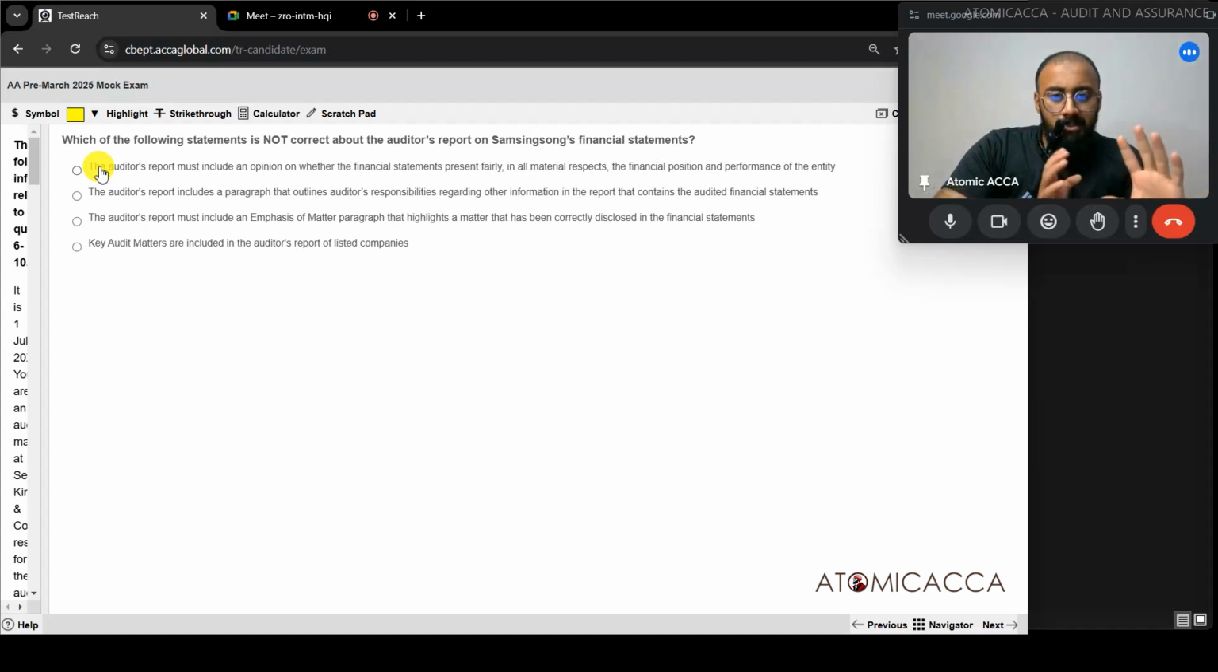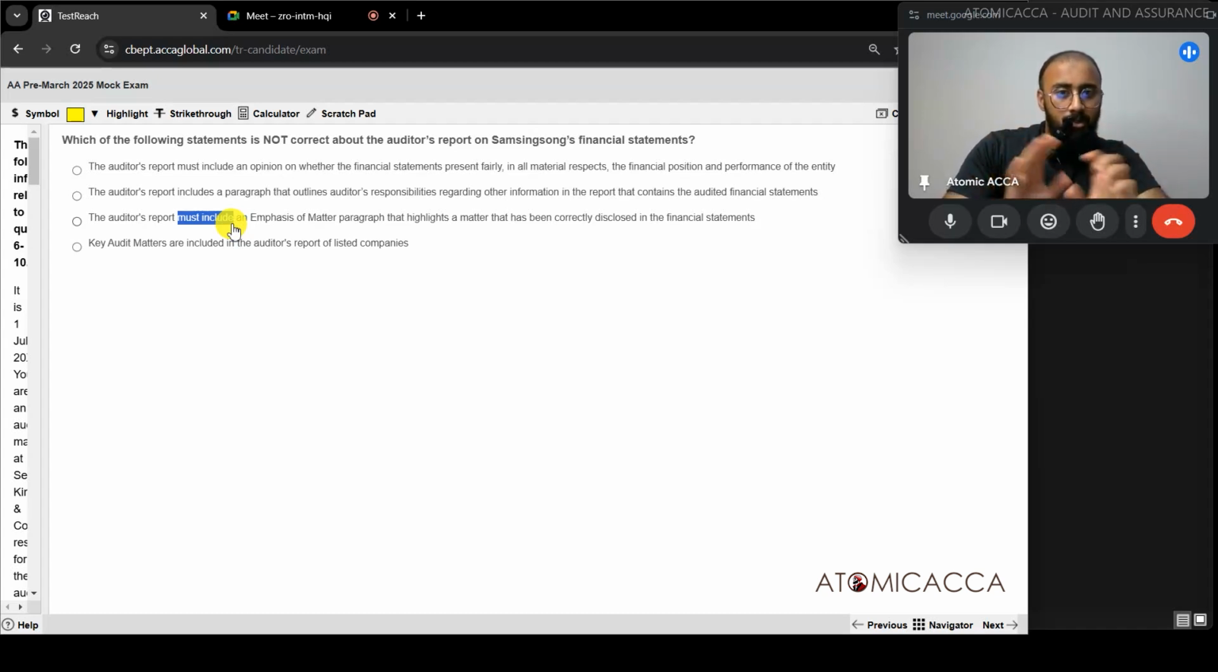Things disclosed in the financial statement are highlighted in the emphasis of matter paragraph. That is okay. But "audit report must include" is not mandatory. If auditors want to disclose or highlight something, they can do it; if they don't want to, they don't have to. So "must include" doesn't seem to be right, but we'll keep that on hold because the question was asking which is not correct.